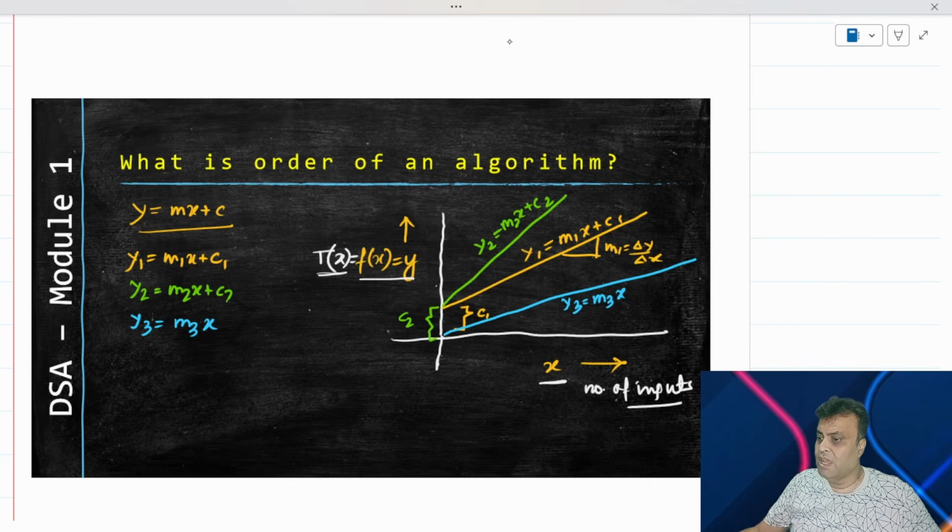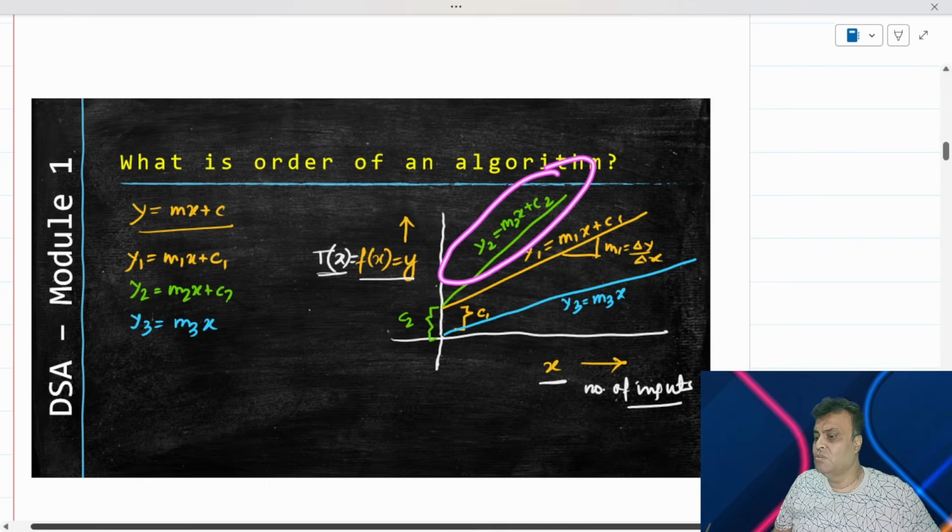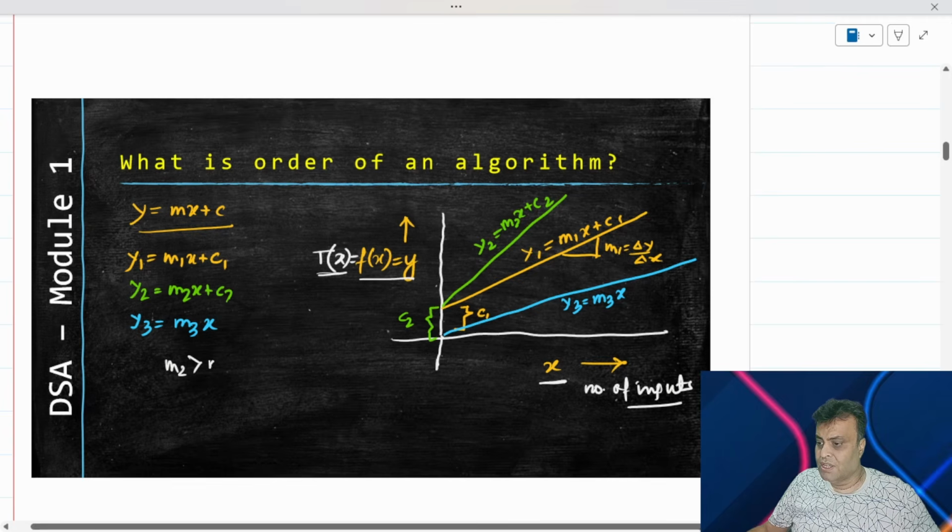if the time taken by an algorithm is represented by y2 equal to m2 x plus c2, and m2 is greater than m1, what does that mean? That means that a small change of x produces a large change of y for m2. That is what it means. A small change of x produces a large change of y.